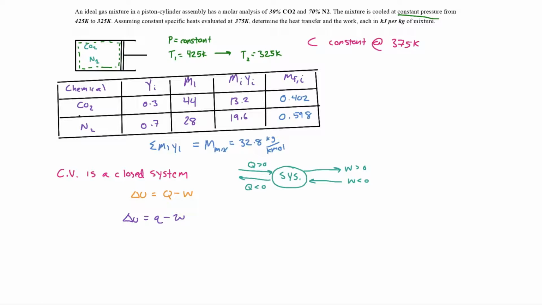Another thing you may remember from thermodynamics is that the work can be defined as the integral from one state to another of the pressure times the change in specific volume. And what's special about this equation in this case is that the pressure is constant. So what we can say is that the work done from state 1 to state 2 is simply the pressure times the specific volume at 2 minus the specific volume at 1.